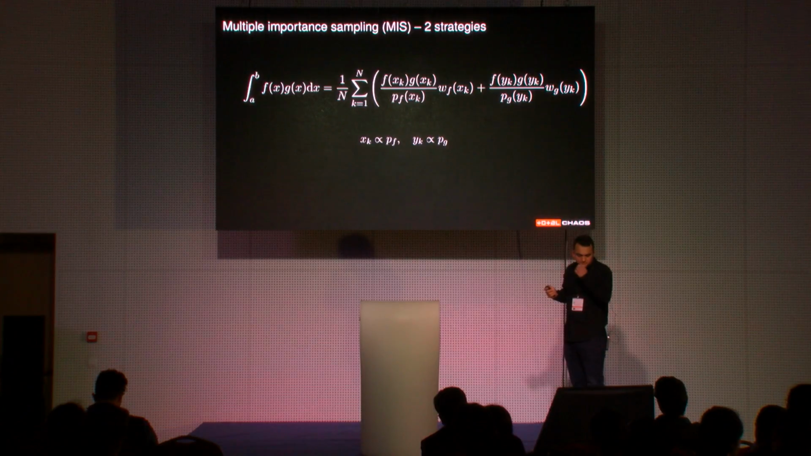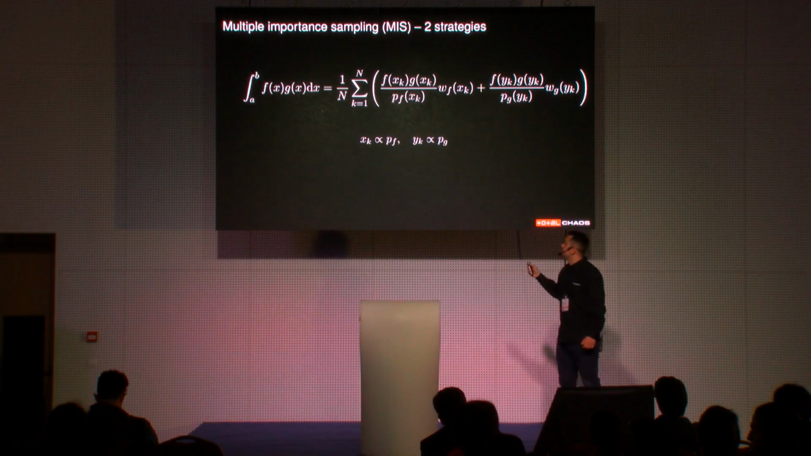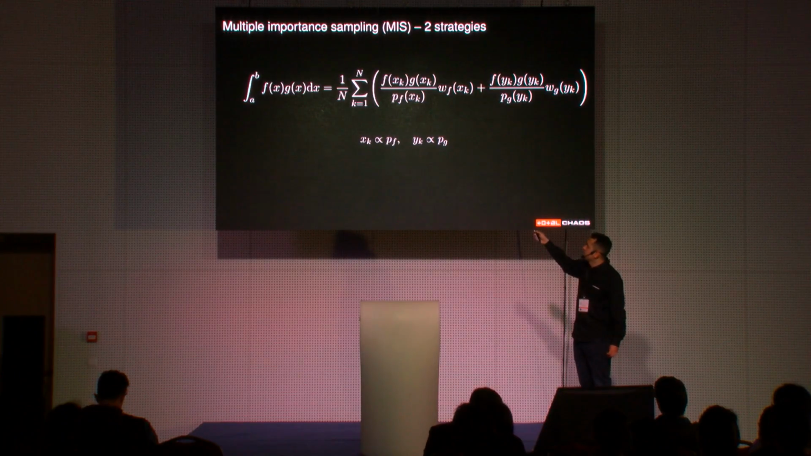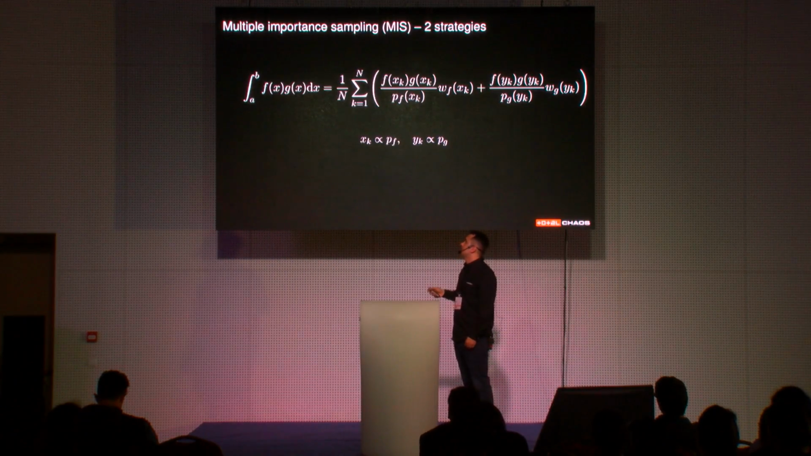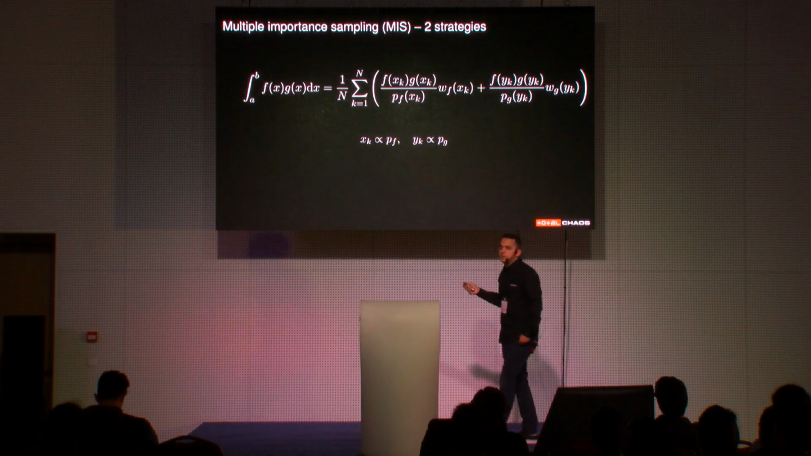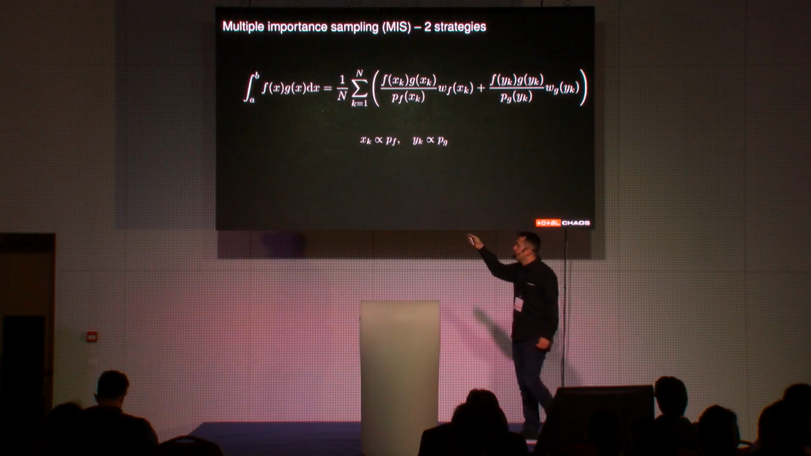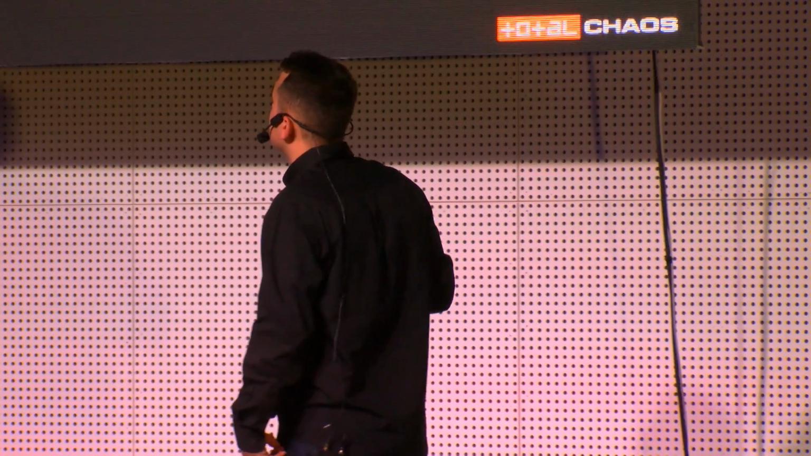And I will show here a special case of this estimator. We have just two strategies. The strategies in the denominator, p_f and p_g, are densities that are proportional or at least similar to the functions that we try to integrate, f and g. We have this product of two functions. This is something that happens quite a lot throughout computer graphics.